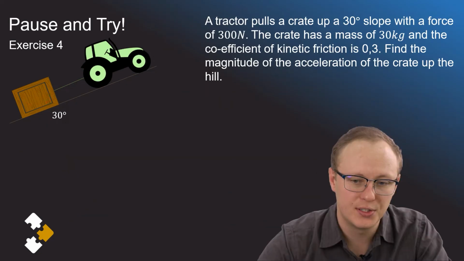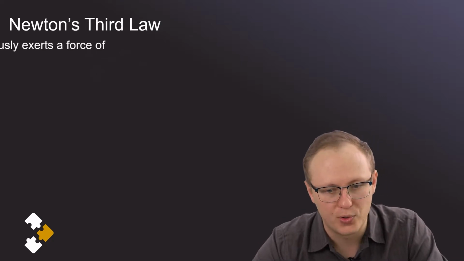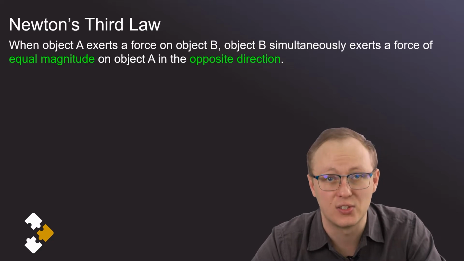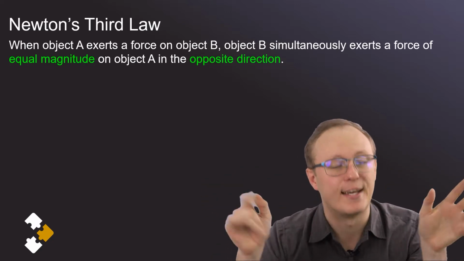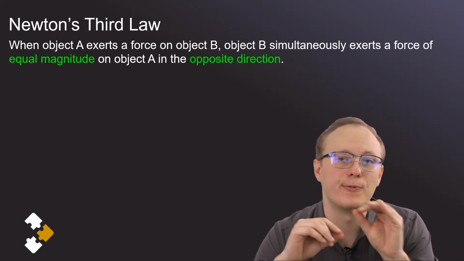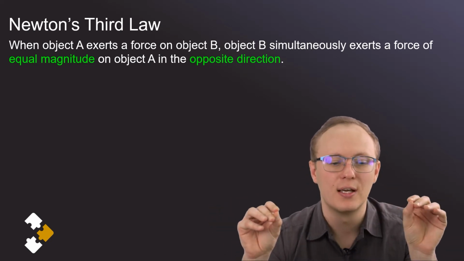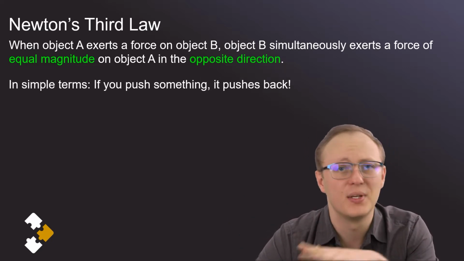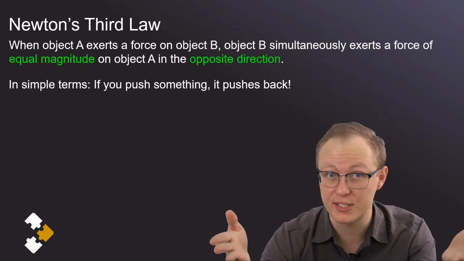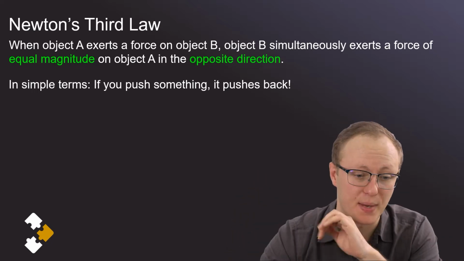Let us continue to our next favorite law, the third favorite one, which is Newton's third law. When object A exerts a force on object B, simultaneously at the same time object B exerts a force of equal magnitude on object A, but in the opposite direction. So in plain and simple English, if you push something, it is going to push back.